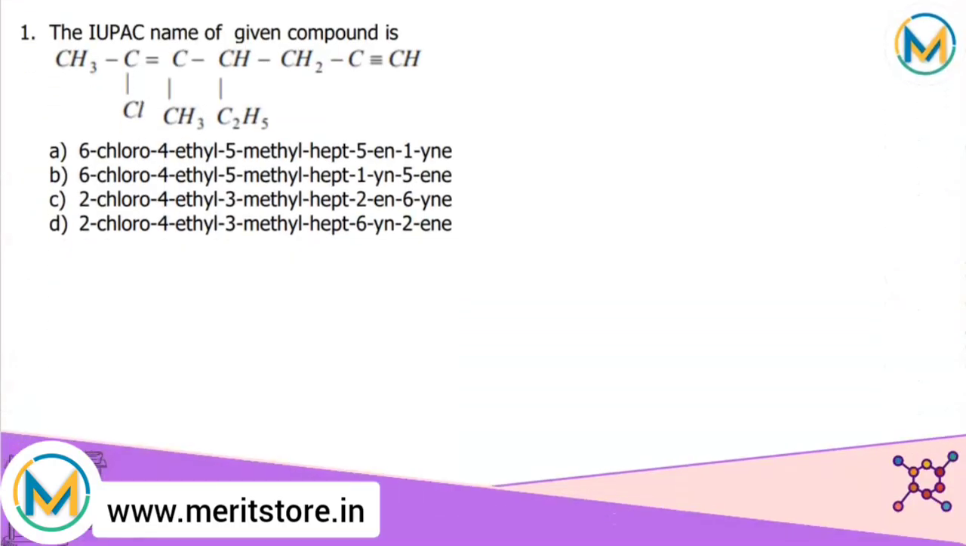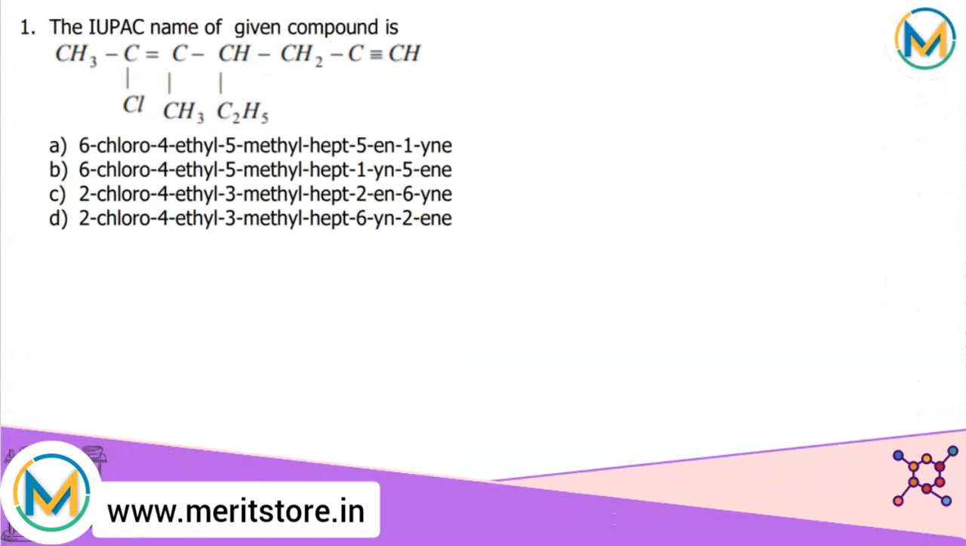First question, the IUPAC name of the given compound is. So the first rule of IUPAC is to select the longest carbon chain. And this 1, 2, 3, 4, 5, 6 and 7 carbon chain is the longest carbon chain. So thus the parent name we got is heptane.